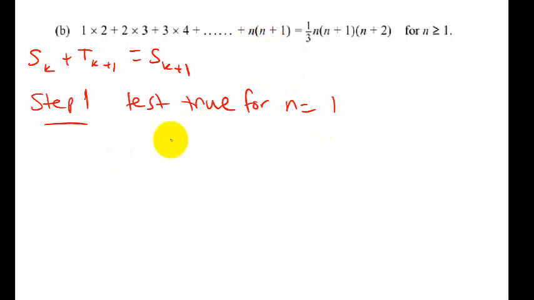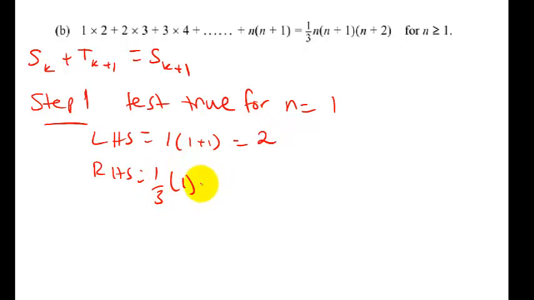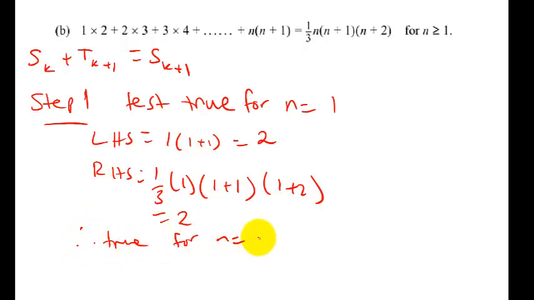Test true for n equals 1. You just got to sub it in. Left hand side equals 1 times 2, which equals 2. Right? And then right hand side. If you've done it right, obviously it should equal, because you're testing, you're not showing. So if you've done it wrong, then you're wrong. Easy as that. 1/3 times 1 plus 1 and then 1 plus 2. That's 3. 3 times 2 is 6. 6 divided by 3 becomes 2 as well. So 6 times a third is also 2. Therefore, true for n equals 1.